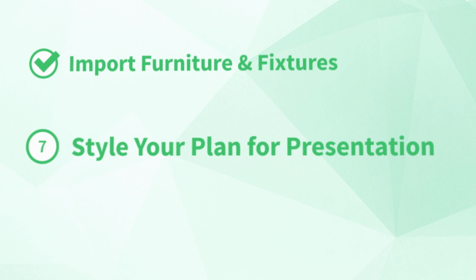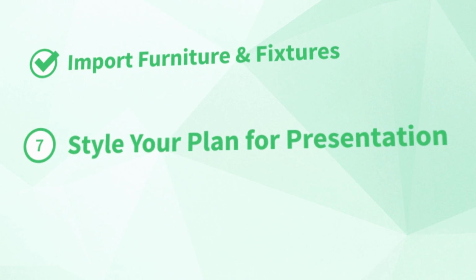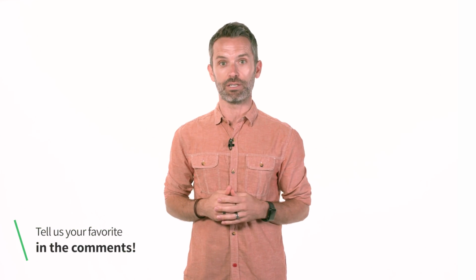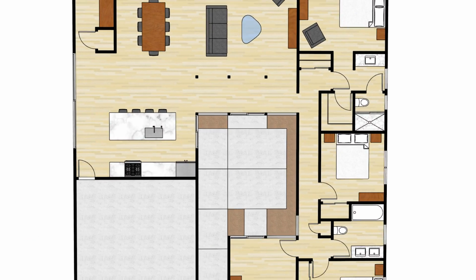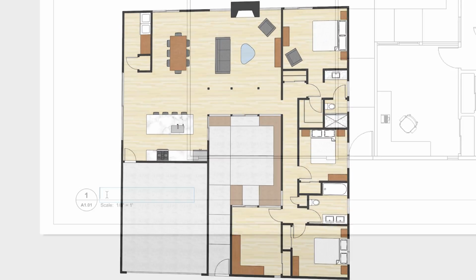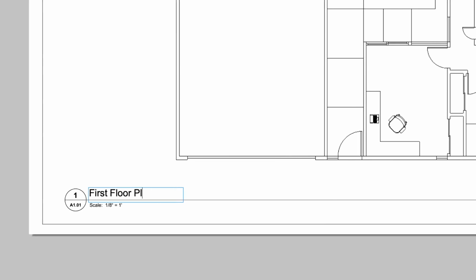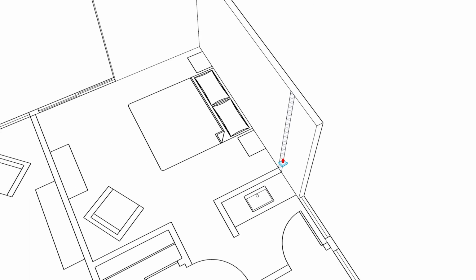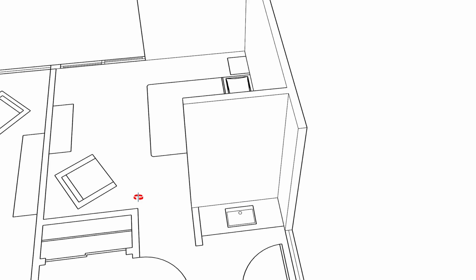Number 7. Style your plan for presentation. At this point, you're ready to take your floor plan in any number of directions. Perhaps you'll want to add some colors or materials to liven it up. Maybe you'll want to take it into Layout where you can easily add a title block, labels, or dimensions. Or maybe you're ready to start building in 3D. We cover all those things in the courses on our website.